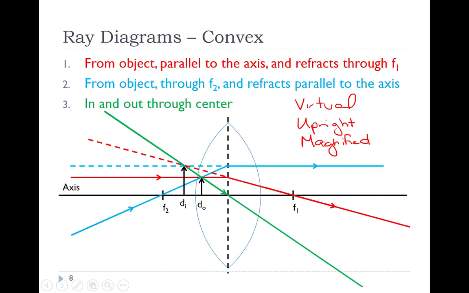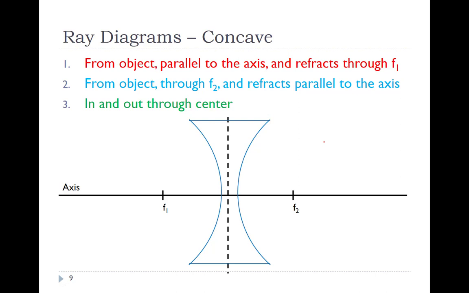So lastly, we're going to work with the concave lens. This ray diagram is going to look very, very different. And the reason for that is because F1 and F2 have flipped sides. But it's the same 3 definitions for the rays again. So first off, we're going to put down our object.